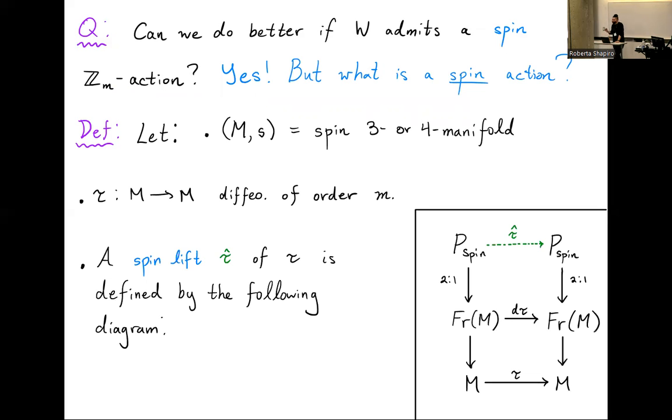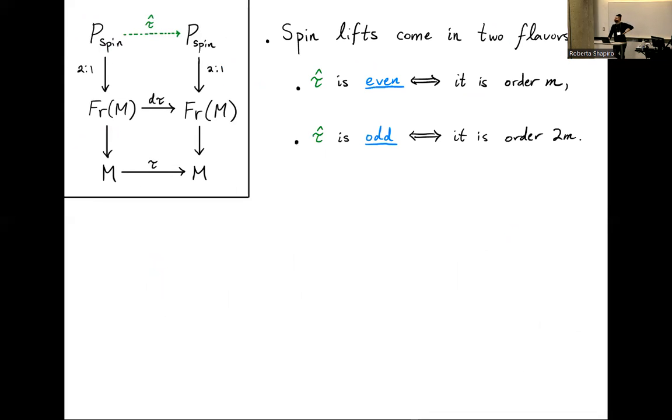If it exists, a spin lift tau hat of tau is defined by the following diagram that you see there. Tau induces a map on the SO(3) frame bundle, d tau, for free. And then you basically just lift to the 2-to-1 cover, the spin bundle. What's interesting about these is that spin lifts actually come in 2 flavors. We call tau hat even if it's still of order m, and tau hat odd if it is of order 2m, because it's a 2-to-1 cover.